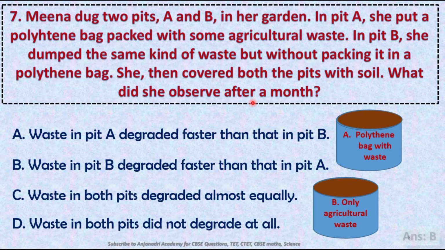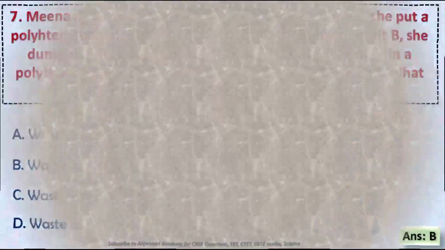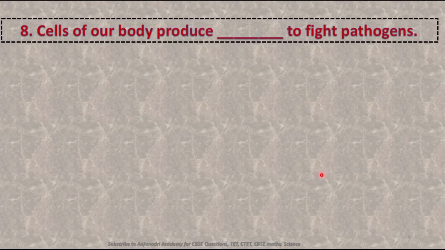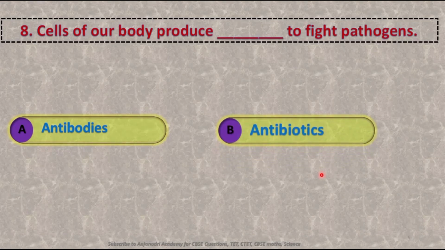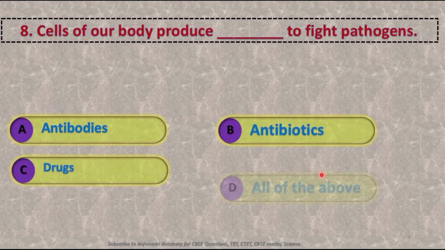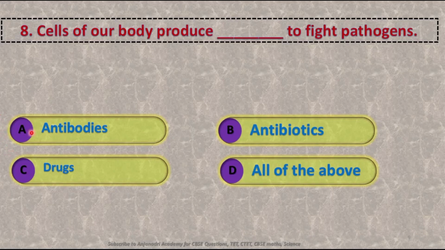As we know, polythene bag is a non-biodegradable substance. Therefore, waste in pit B degraded faster than that in pit A, because plastic is non-biodegradable and does not undergo decomposition very easily. Therefore, the correct answer is option B. The next question is, cells of our body produce dash to fight pathogens: antibodies, antibiotics, drugs, and all of the above. We know that the answer is antibodies. Cells of our body produce antibodies to fight against pathogens. Therefore, the correct answer is option A.